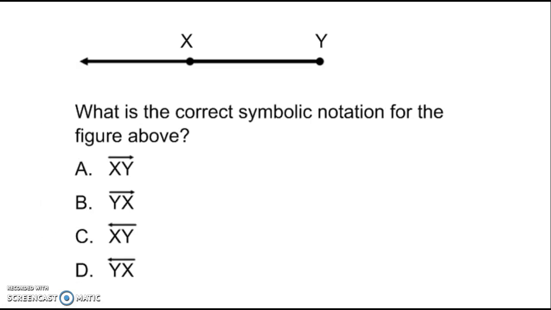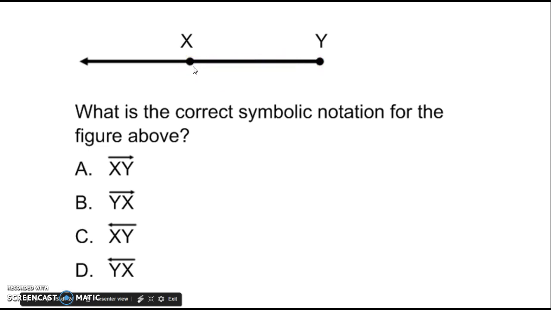For our next question, our students should be able to recognize the drawing as a ray. A ray is a part of a line. It has one endpoint and extends infinitely in one direction. The rules for naming a ray are: write the name of its endpoint first. In this picture, that is point Y. And then write the name of one other point on the ray. In this picture, that is point X.